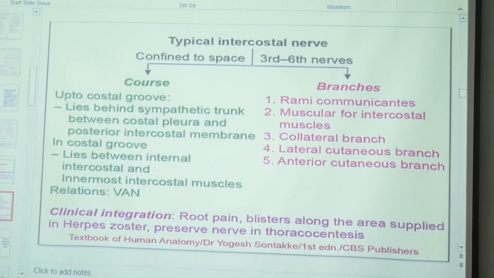This is the course. See the branches of the intercostal nerves. They are connected to the sympathetic ganglion via the gray and white rami communicantes. Okay, so these are the branches: rami communicantes, muscular branch for intercostal muscles, collateral branch, lateral cutaneous, and anterior cutaneous branch.